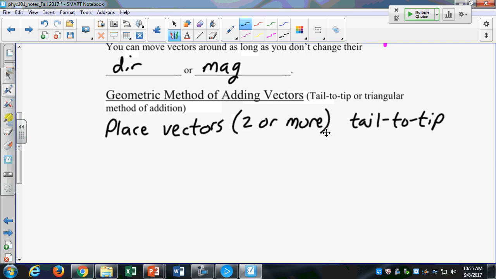And so let's say that I have three vectors. Let's say that I have a vector A, a vector B, and a vector C. This is A, this is vector B, and this is vector C. And I want to know what is the sum A plus B plus C.